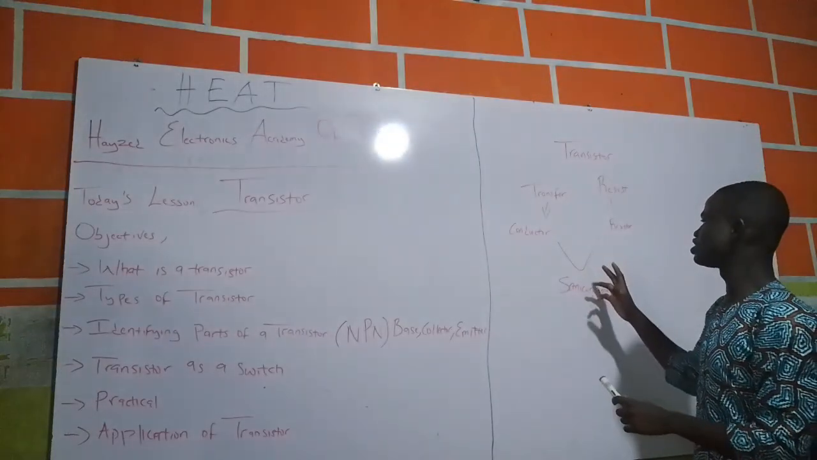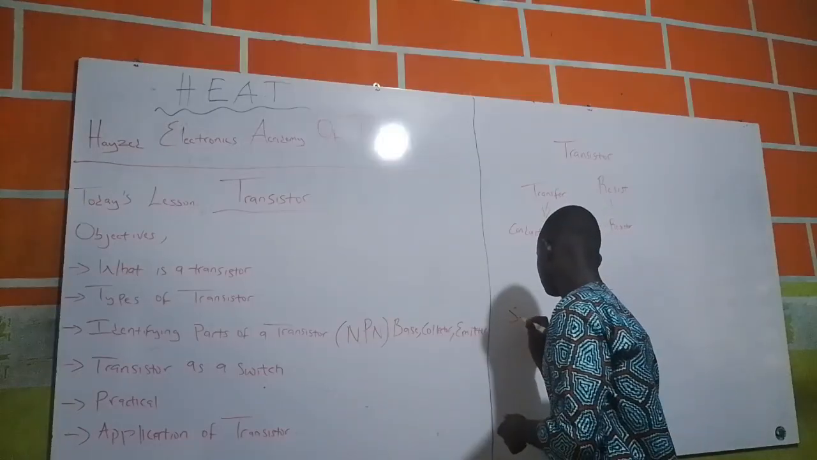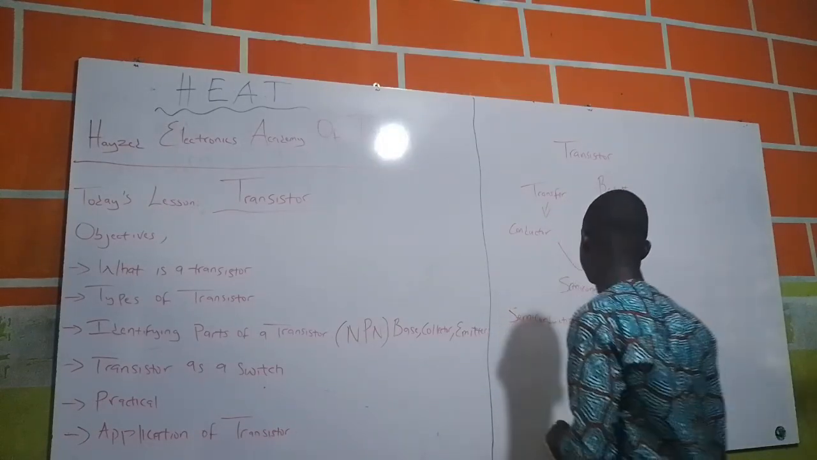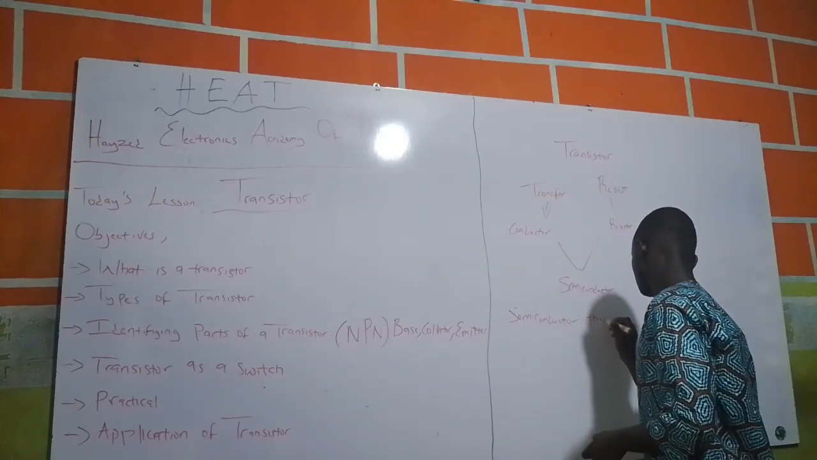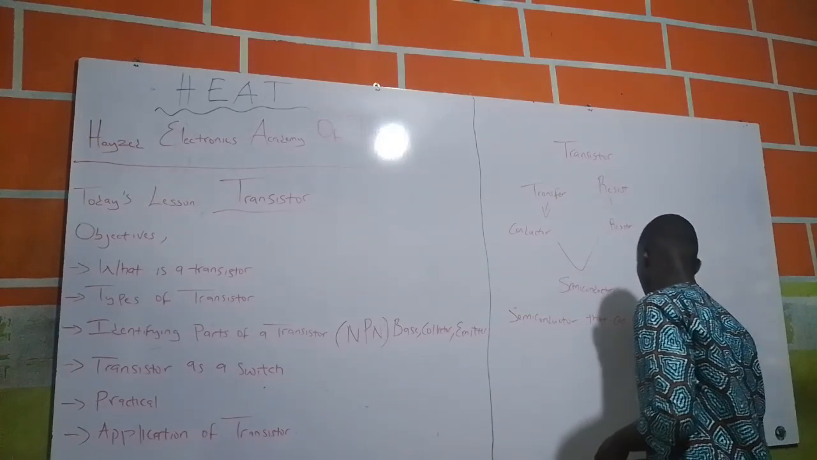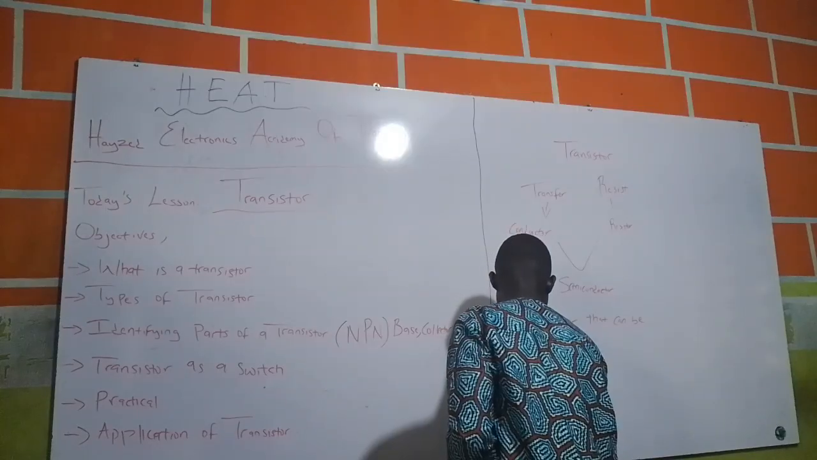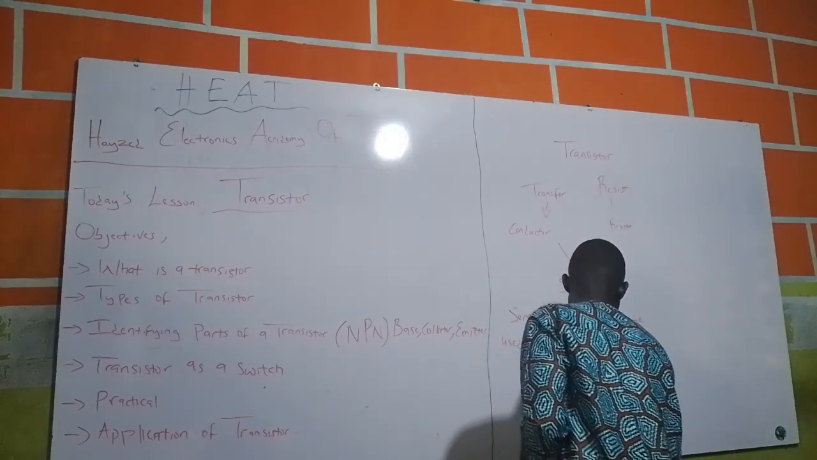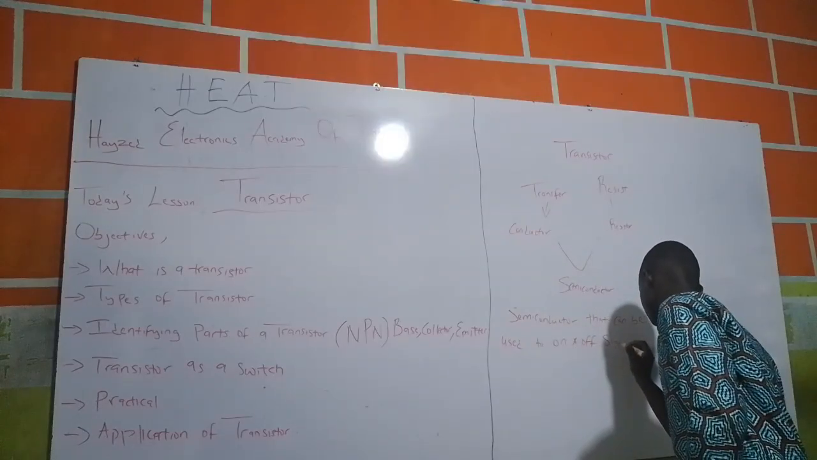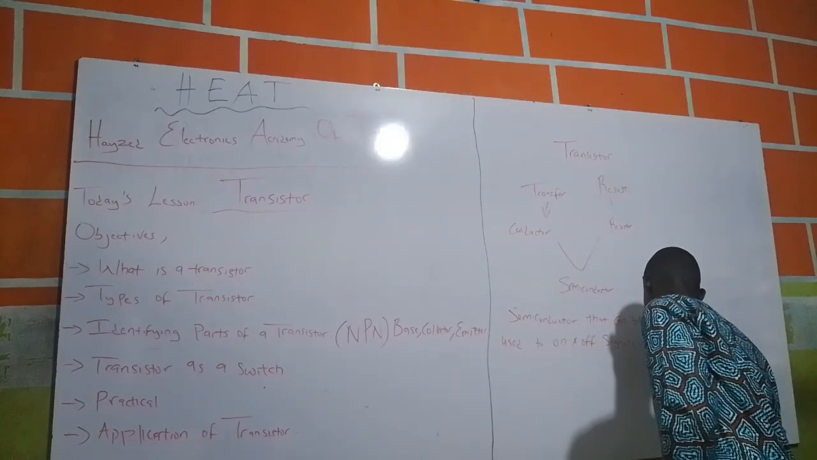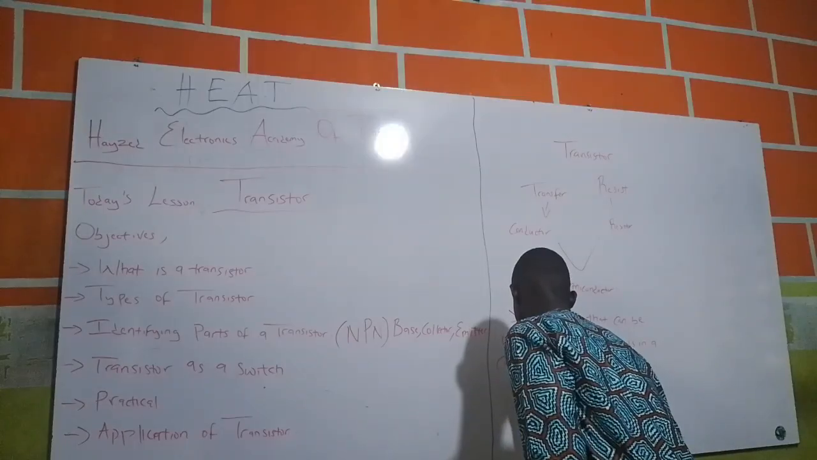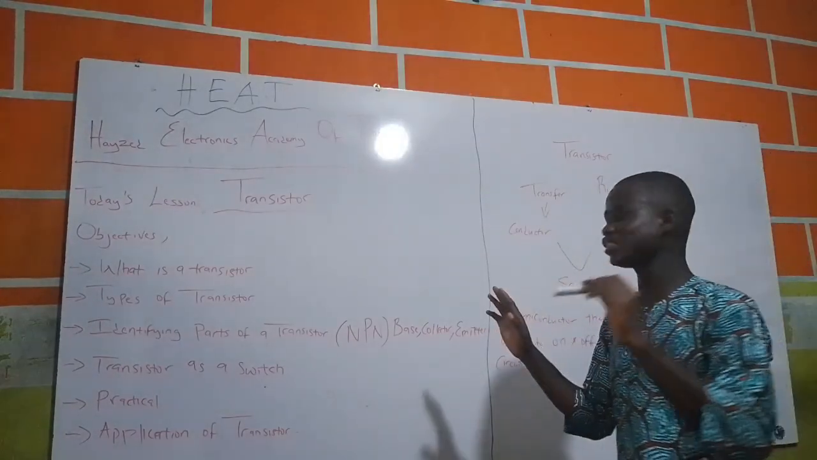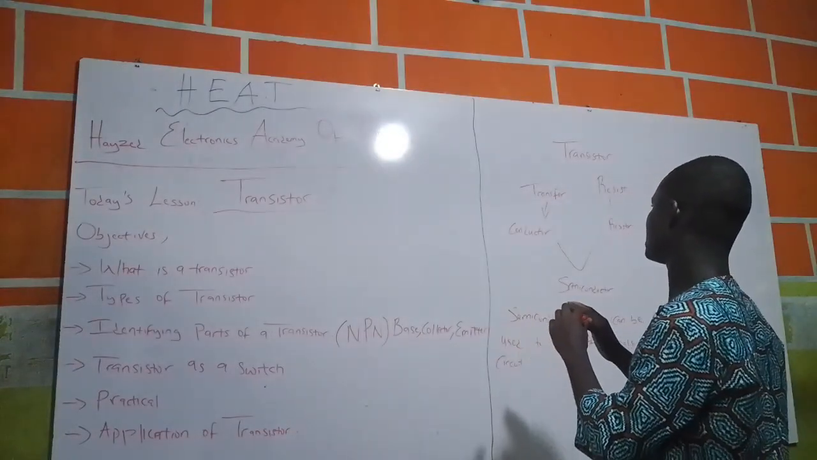Or a transistor is a semiconductor that can be used to switch signals on and off in a circuit, and it can act as two things. It can act as a switch, and it can act as an amplifier.